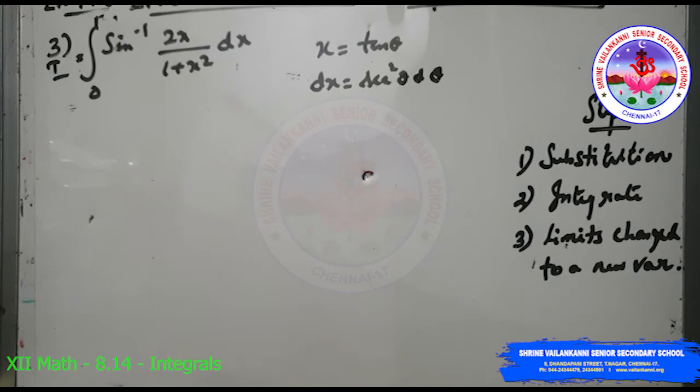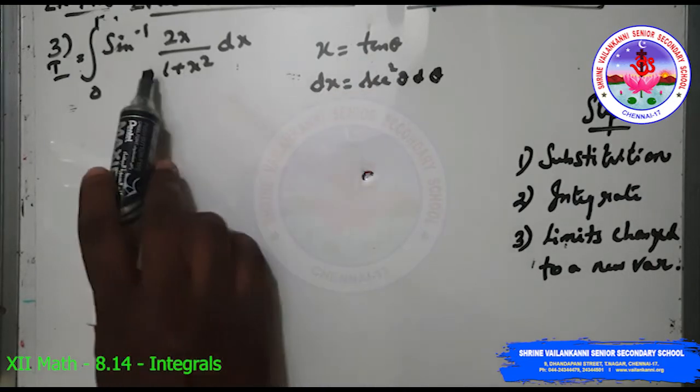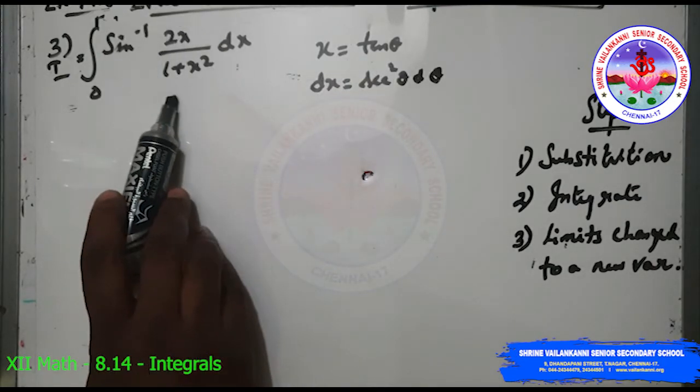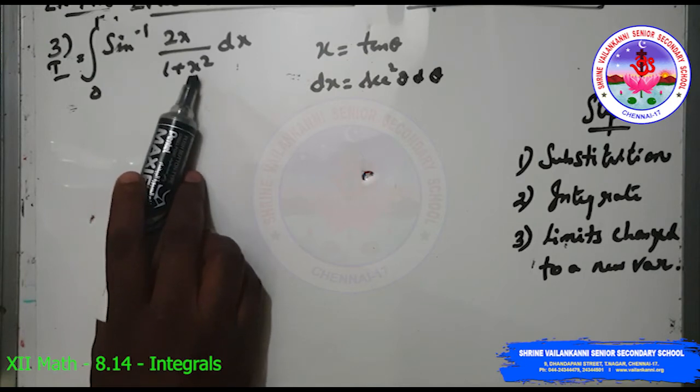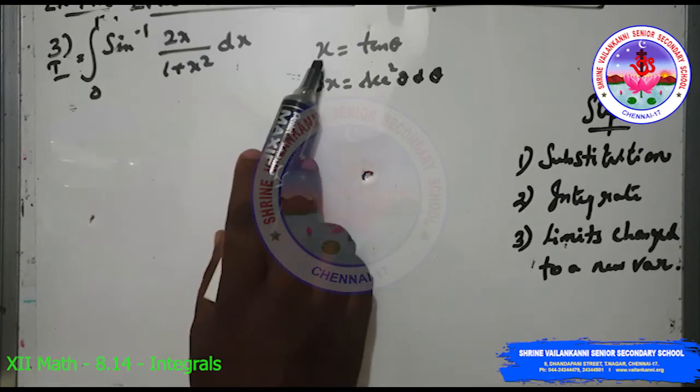Third one, integral of 0 to 1 sine inverse of 2x by 1 plus x square dx. Here, using the substitution method, I am taking x as tan theta. I am changing this as 2 tan theta by 1 plus tan square theta, that is, writing sine in terms of tan. So x is tan theta.